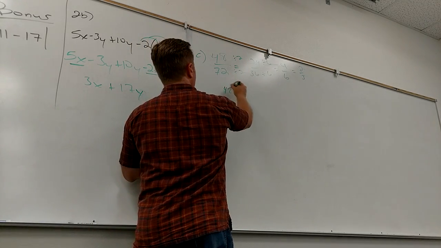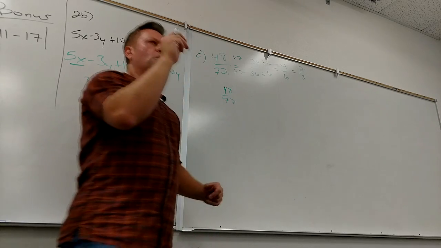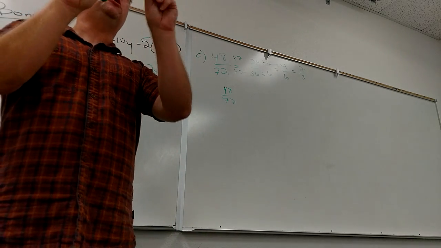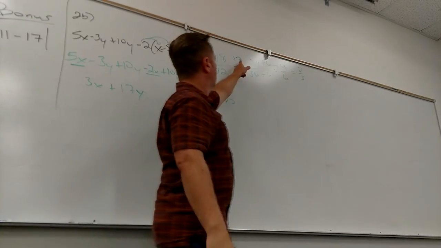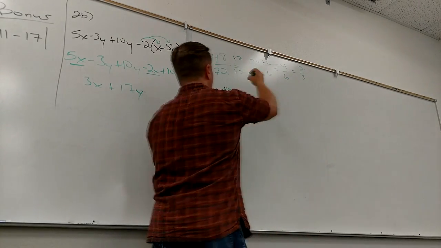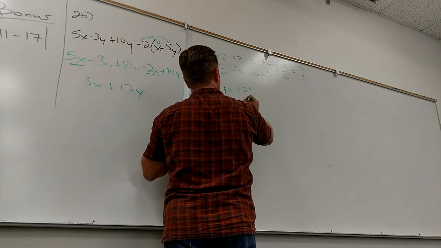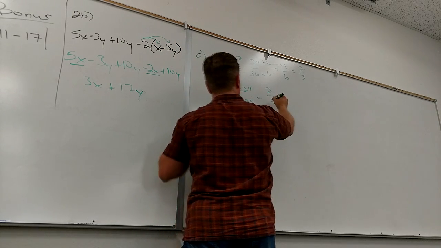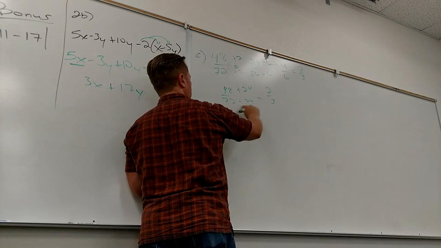So what you could have done from the beginning is anything that goes into 24 could be what works. In fact, look at every single number we used. It was something that went into 24. 24 though works. You get that. 48 divided by 24 is 2. 72 divided by 24 is 3.